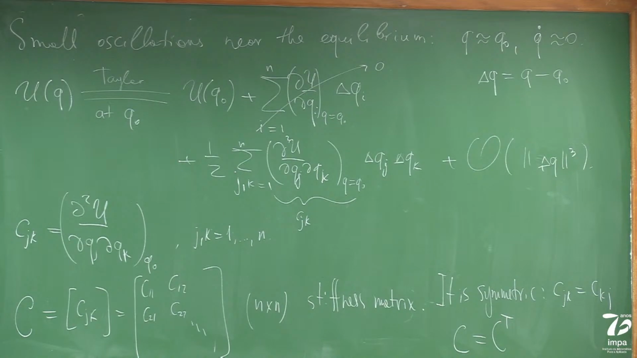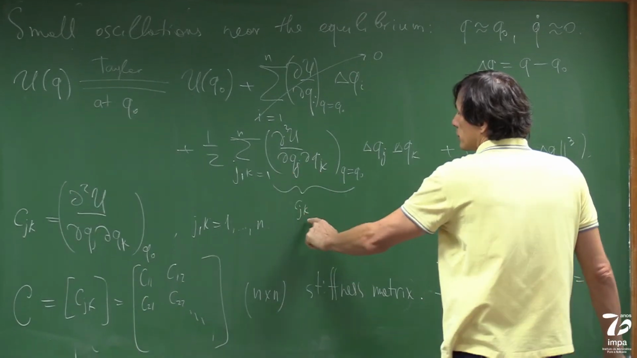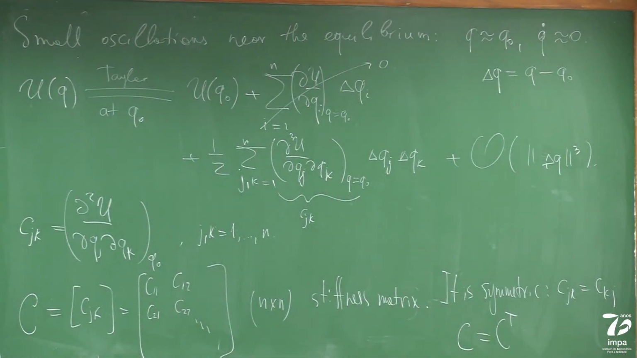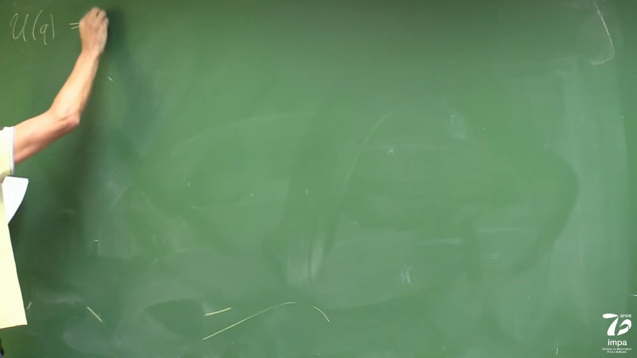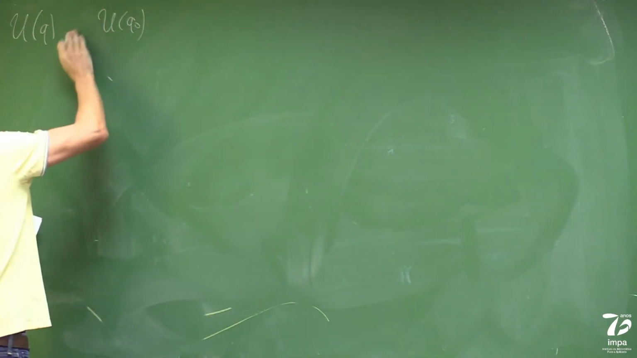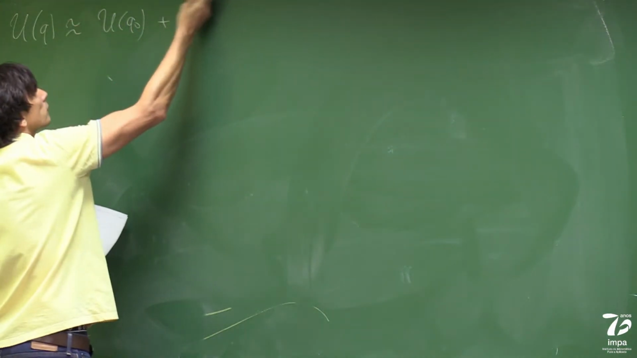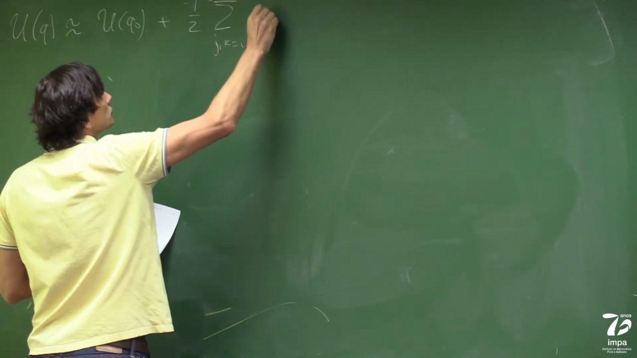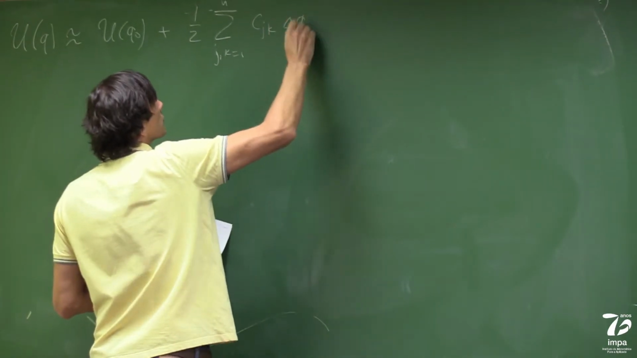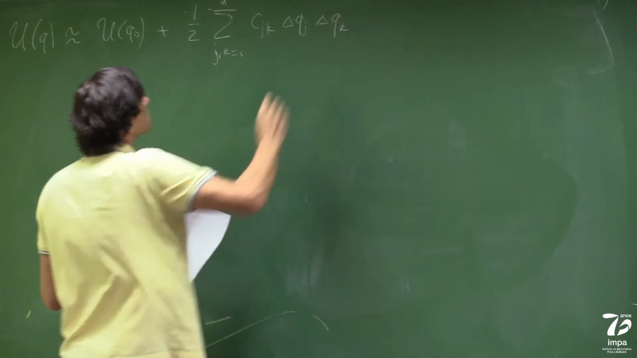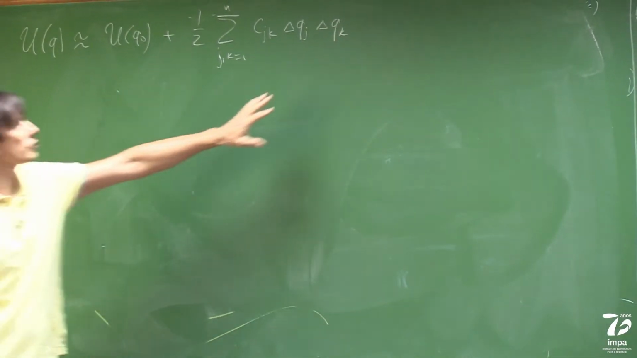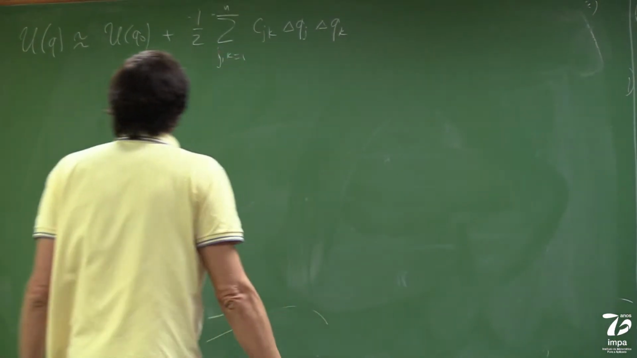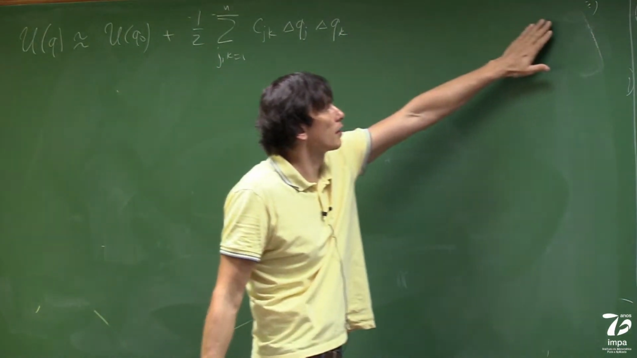So now let's use all these properties. We use that the derivative is 0, and the second derivative we call C. So we now have a potential function in the form U(q0) plus 1/2 sum over j,k from 1 to n of C_jk delta q_j delta q_k. And I put approximately because I disregard the rest, because we're near the equilibrium, so the other terms are much smaller. So we just keep those two.